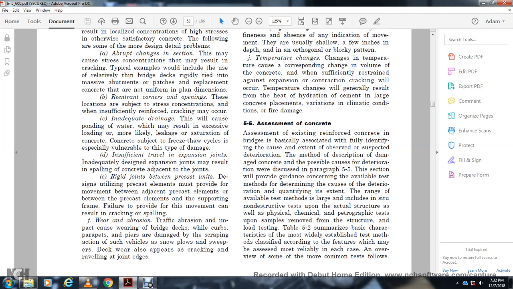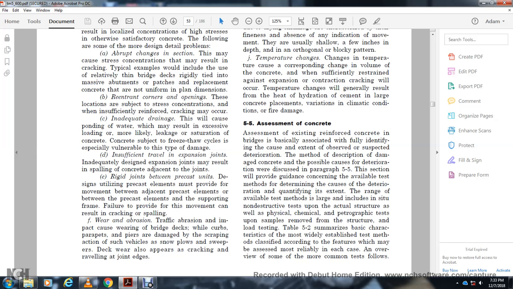This section will provide guidance on the test methods available for determining the cause of the deterioration and quantifying its extent, including in situ tests on the strength of the actual structure, as well as physical, chemical, and petrographic tests on samples removed from the structure. Table 5.2 summarizes the basic character of the most widely established test methods, classified according to the feature which may be assessed most reliably in each case.